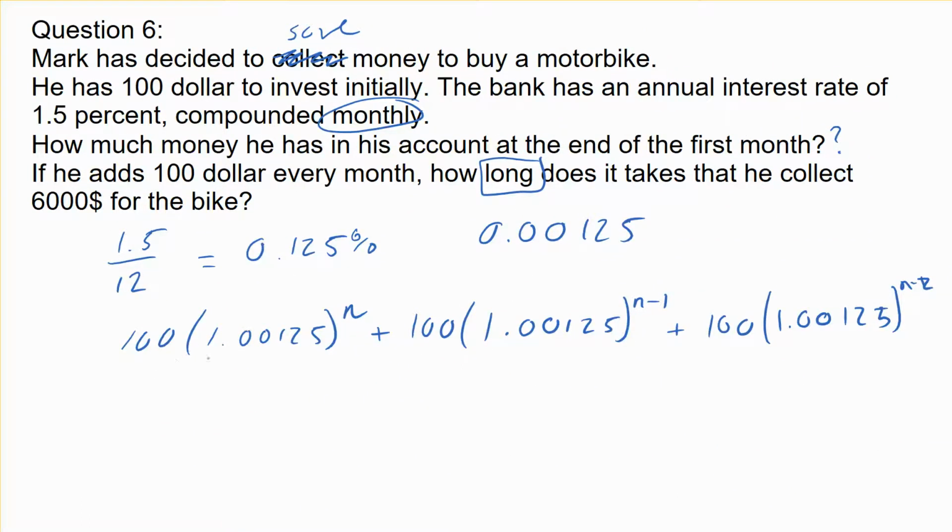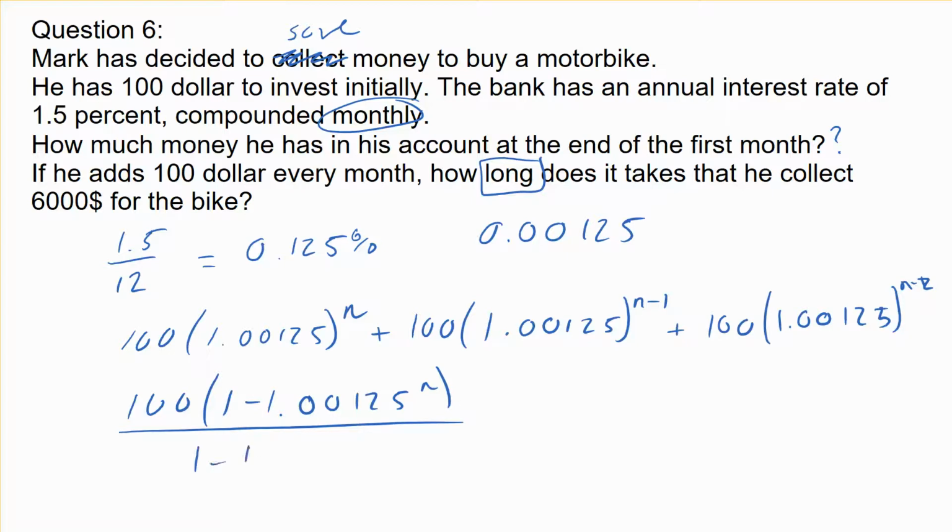a_1, 100 times (1 minus r, which is 0.00125) to the n over 1 minus r. That's going to give me my sum. Now I want to know, when is my sum going to be equal to $6,000? So I'll do that math with us.